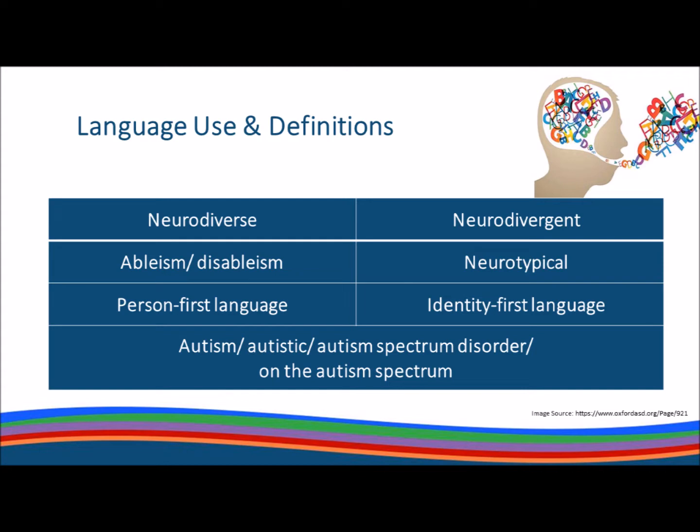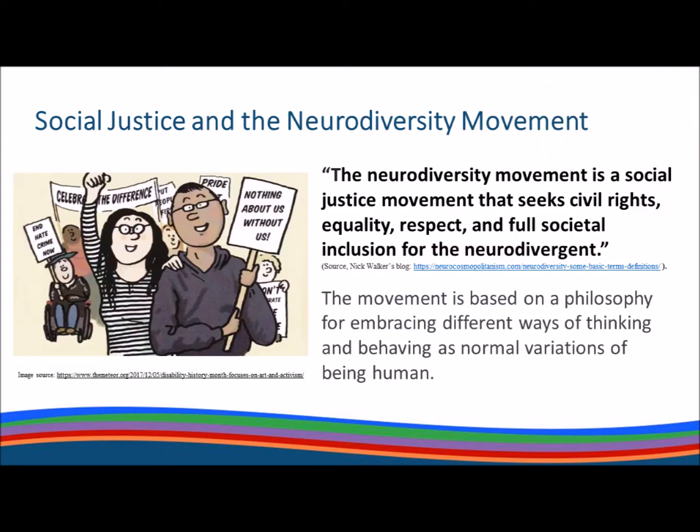Neurodivergent refers to a person with a brain that functions differently from what's considered the societal standard. So individuals are neurodivergent. For example, the neurodivergent student excels in creative thinking. In the full webinar, we will get into additional terms, including ableism, disableism, neurotypical. We will also consider when both person first and when identity first language are appropriate, and we'll consider the ever-changing preferred terminology for autism. So what is the neurodiversity movement?